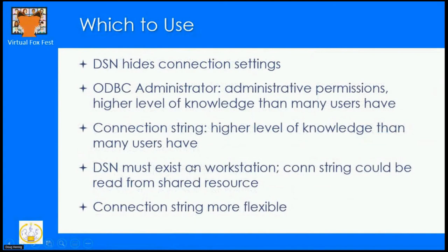So which should you use, a DSN or a connection string? One of the benefits of a DSN is that it hides the connection settings. You don't know what the database is. You don't know what database engine is being used, the driver. You don't know what server is being used. You don't know the name of the database. All that you know is you're connecting to a DSN named Trinity, for example. So that's sort of a plus in a way, because if anything about that connection changes, then the administrator is responsible for going and changing the DSN, and your program doesn't know anything about it. It just knows that it connects to a DSN called Trinity, and you don't care what it is.